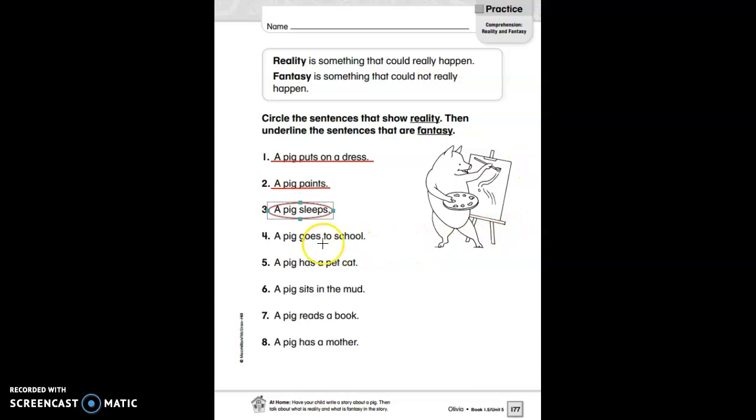Number 4, a pig goes to school. Do pigs go to school? No, they don't. So is that reality or fantasy? It's fantasy. Go ahead and underline it.